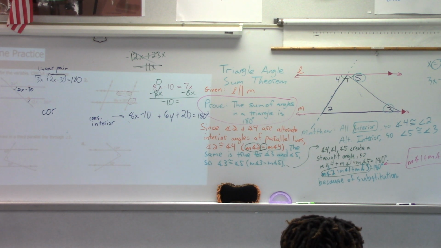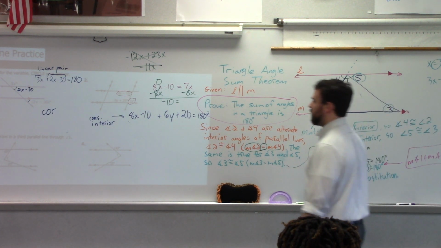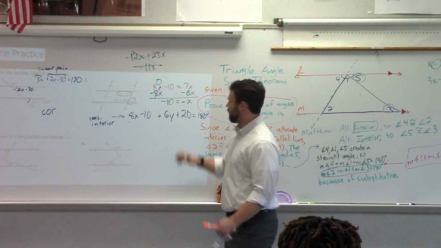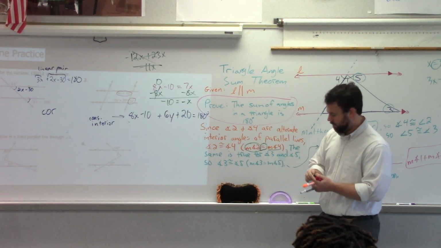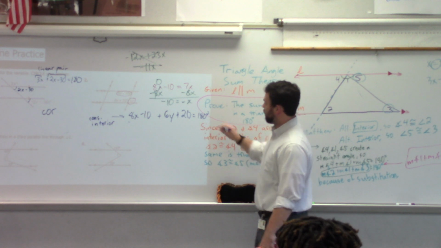Negative 1. How'd you figure that out, Matthew? 8 minus 0. 7 minus 8 in the calculator. Guys, use your calculators. So negative x. Am I done? No. What else do I need to do? Divide by 1.